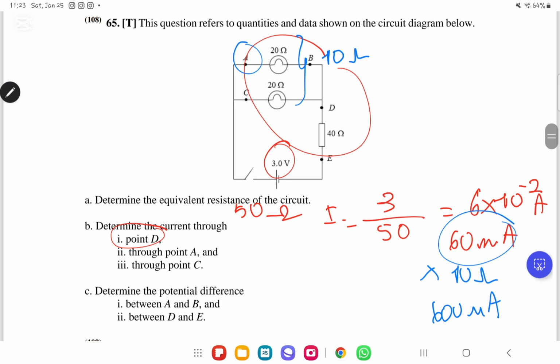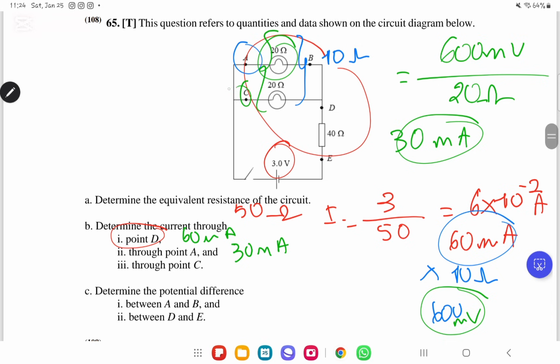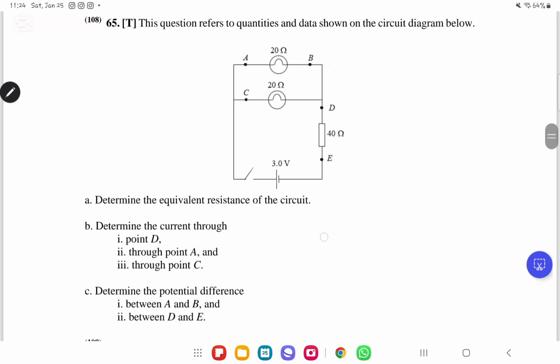It's not milliampere, it's 600 millivolts. So we are going to take this voltage, 600 millivolts, and divide it by the resistance, which is 20 ohm. And we will get an answer of 30 milliampere. Over here it was 60 milliampere, here it was 30 milliampere, and through point C, since they are identical, we can directly say that the current is the same through it. Alright, so that is it for part B.